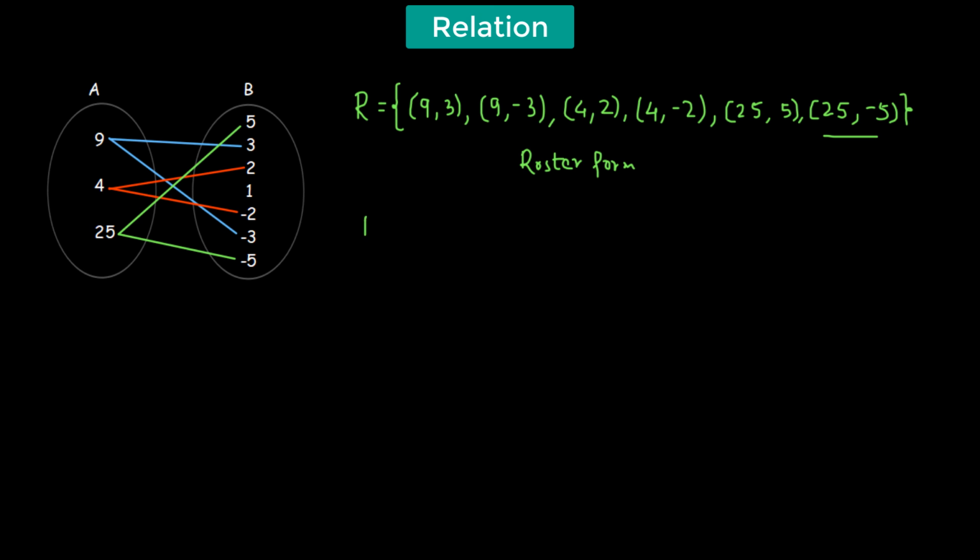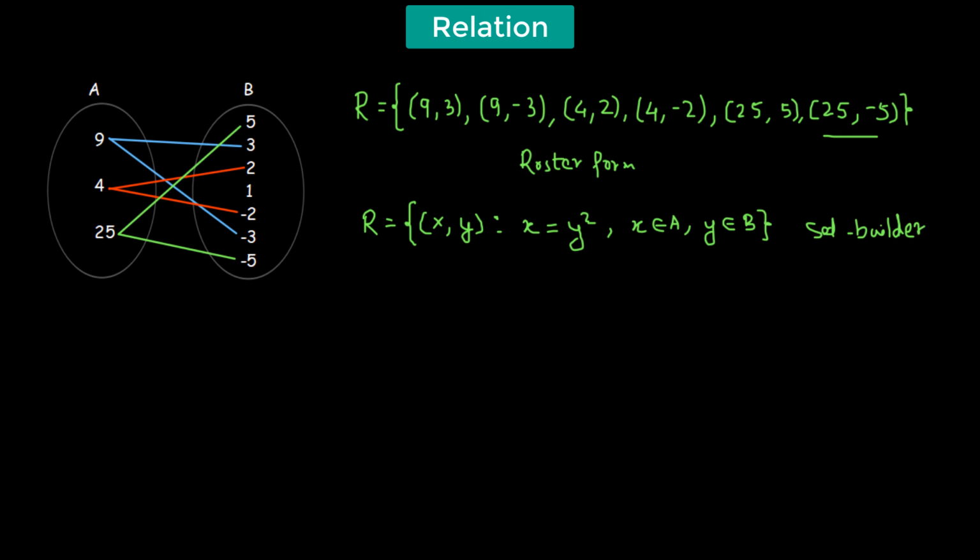So now we can rewrite this relation in the set builder form. That is the collection of all the ordered pairs (x, y) such that x is equal to y squared, where x belongs to set A and y belongs to the set B. So this is going to be the set builder form.